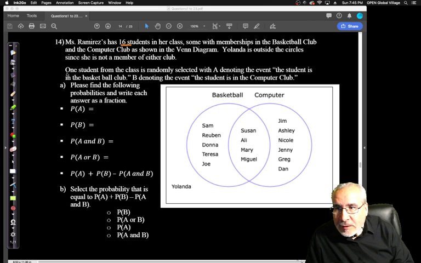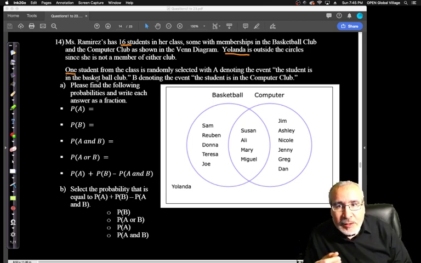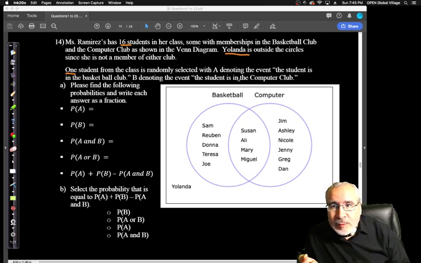They also tell us that there is one student that is not in either of the student clubs. Yolanda was up here. Yolanda's outside. And then it asks us that one student will be chosen at random, selected with A denoting the event the student is in the basketball club, B denoting the event the student is in the computer club.